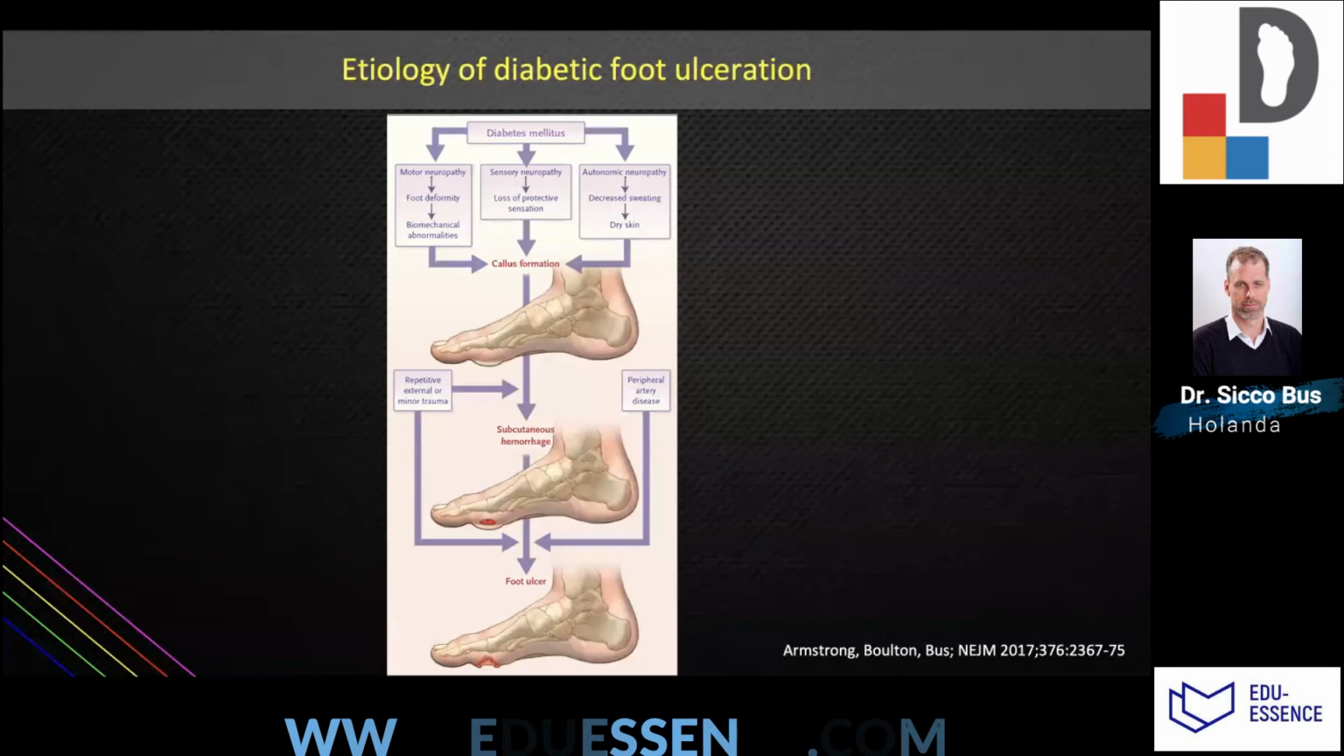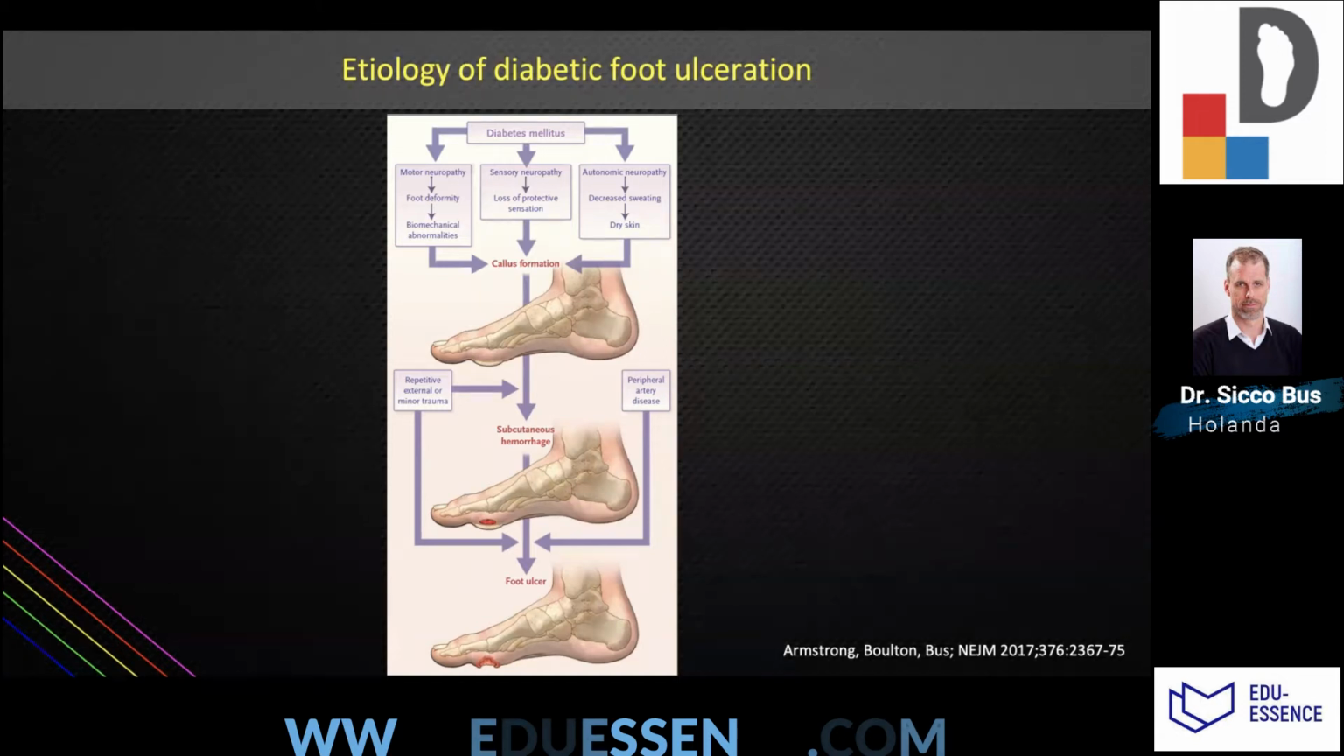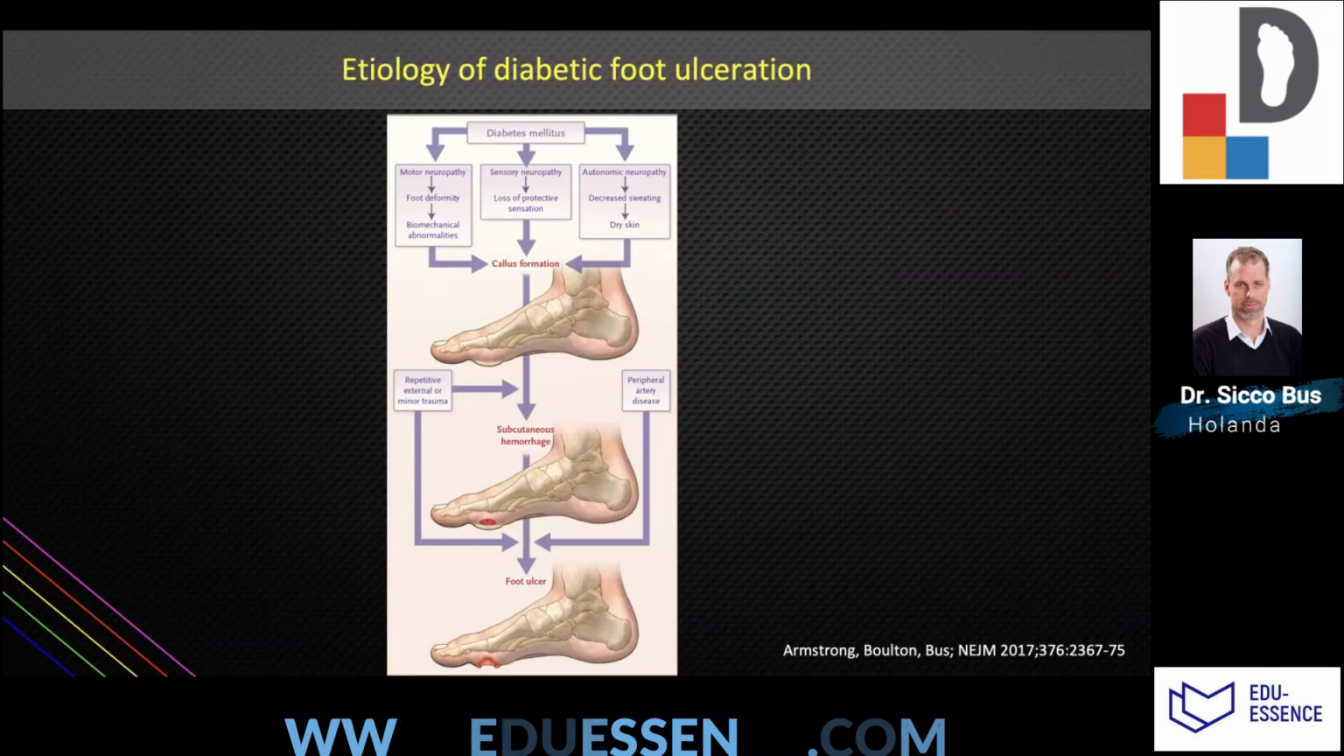So let's turn to the biomechanical part of foot ulcer development. In the etiology of a typical foot ulcer in diabetes, motor, sensory, and autonomic neuropathy all play a role in forming callus and local pressure points on the foot that go unnoticed, which then, under repetitive stress conditions, lead to hemorrhage underneath the callus and eventually to foot ulceration, as you can see depicted here in this diagram.